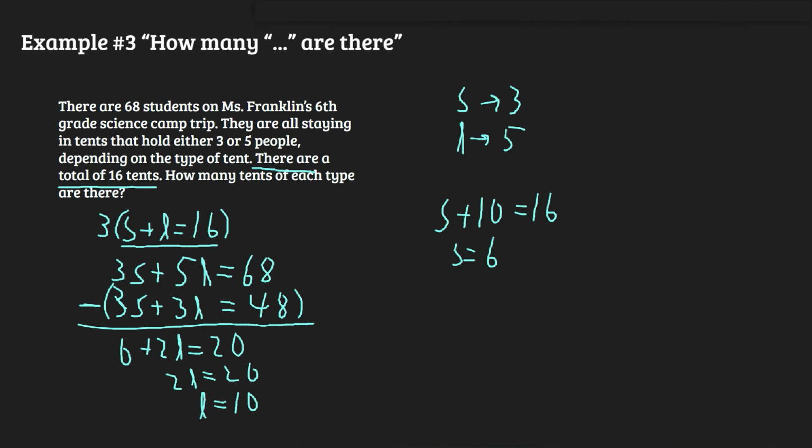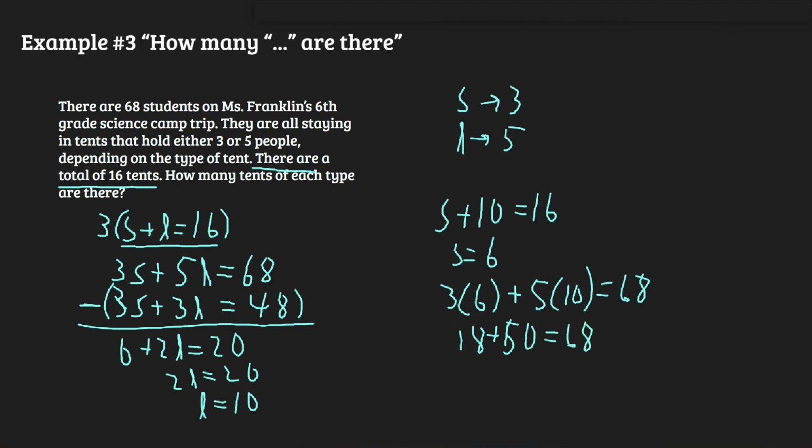So there should be 10 larger tents and 6 smaller tents. But let's make sure by plugging both of these values into that second equation, that 3S plus 5L is equal to 68. So 3 times S is 3 times 6, plus 5L, which is 5 times 10, and that should be equal to 68. So that's 18 plus 50 is equal to 68, and perfect. We end up with 68 is equal to 68.